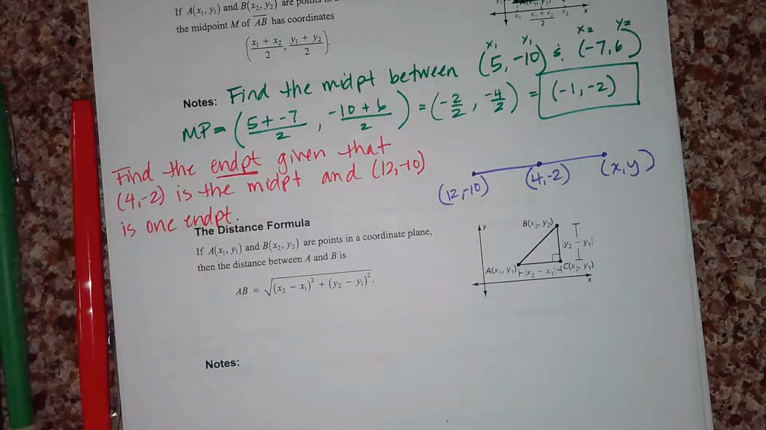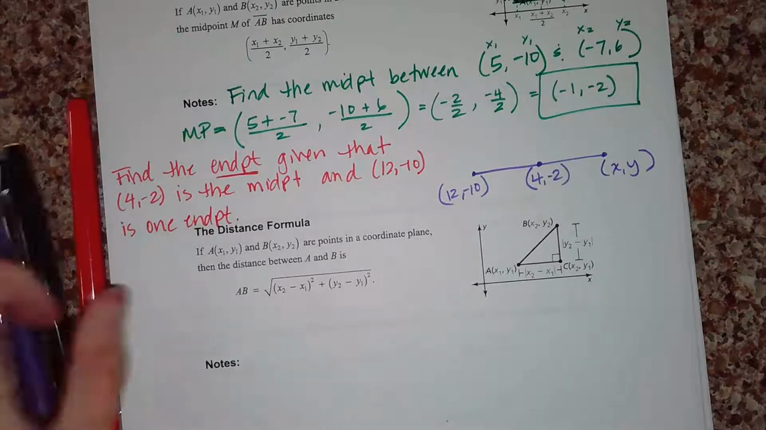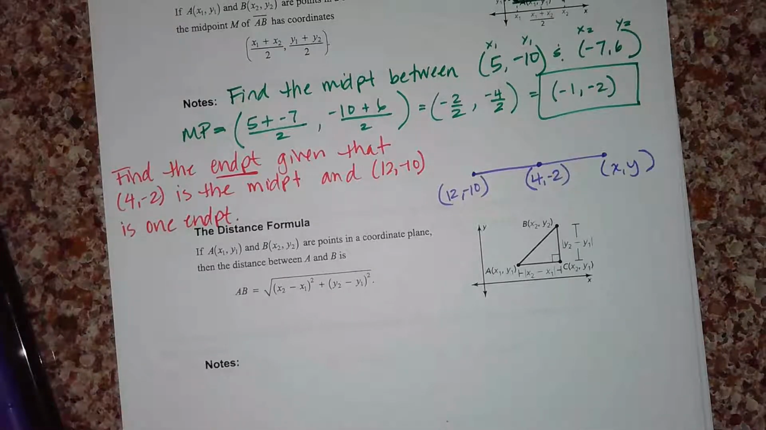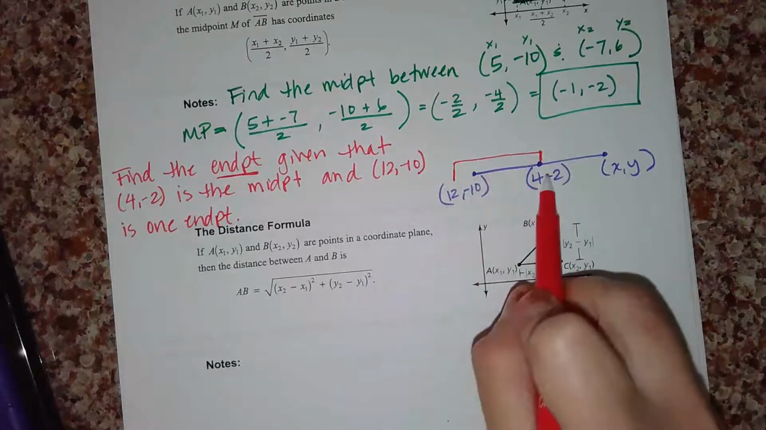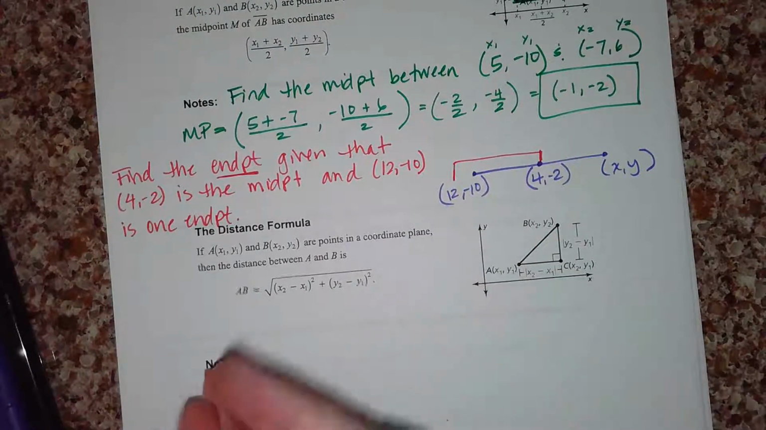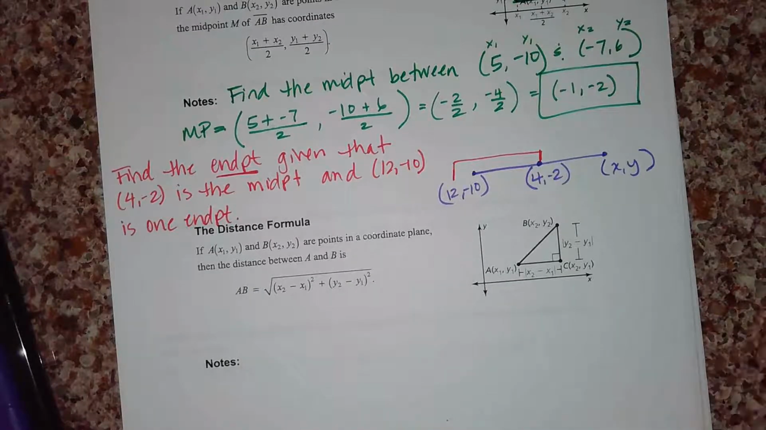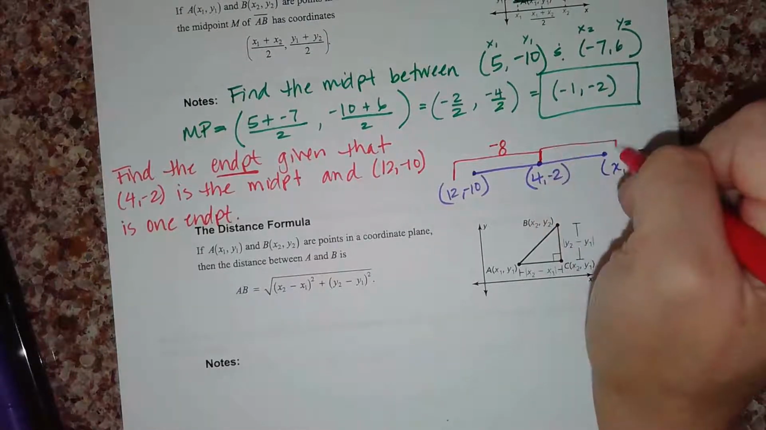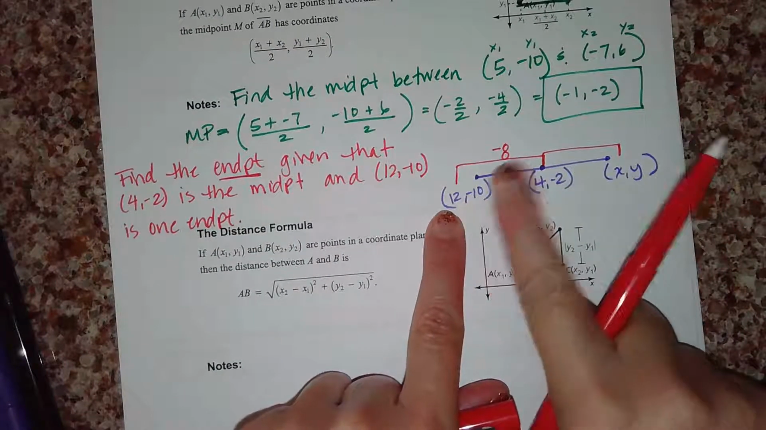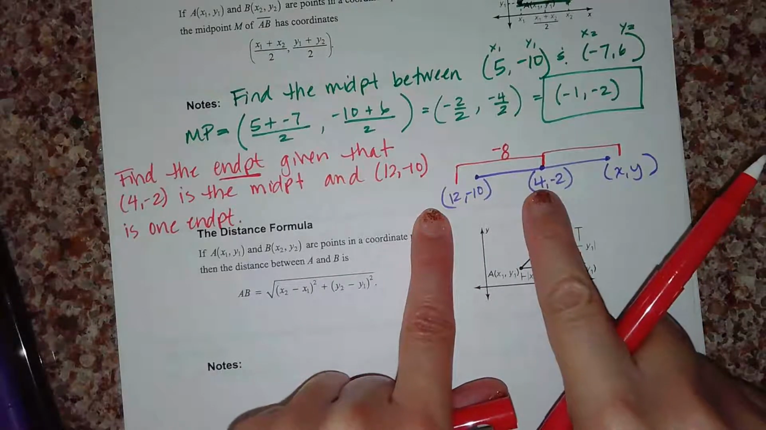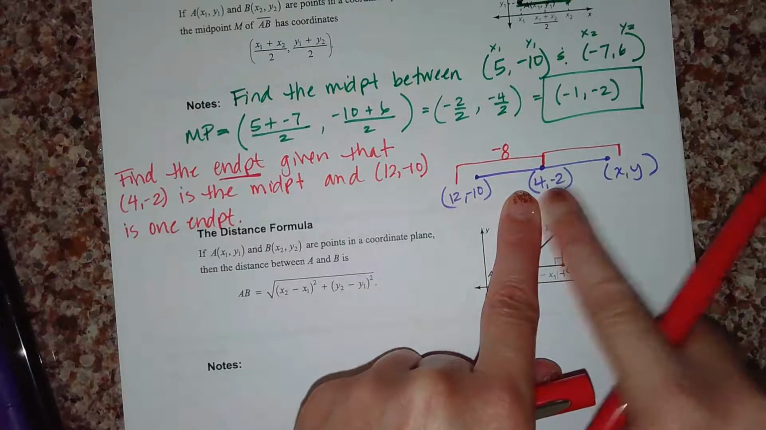So the way I think of it is in terms of a distance. Think about your x's. If I know this is 12 and the midpoint's at 4, the distance from 12 to 4 is what? Well, if I went from +12 to +4, that means I dropped or subtracted 8. To get to my new x value of this endpoint, it has to be the exact same distance. So if I subtracted 8 to get from this endpoint to this midpoint, I have to subtract 8 to get from this midpoint to this endpoint.